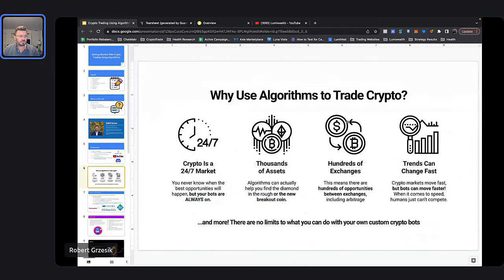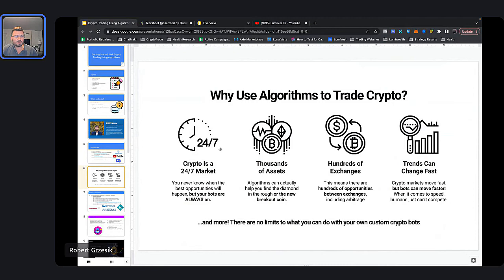Okay, cool. So let's jump into it. Let's talk about why we would want to use algorithms to trade crypto. There are a bunch of reasons, but these are probably some of the most cited. This is the top 4, and by all means not the exhaustive list.